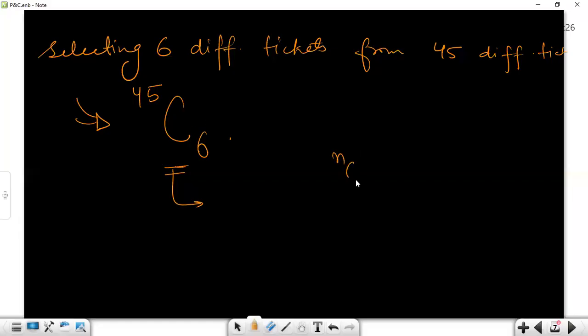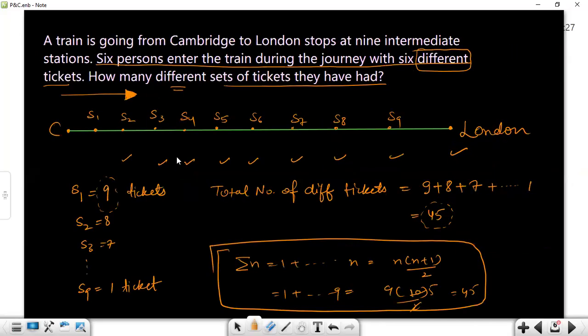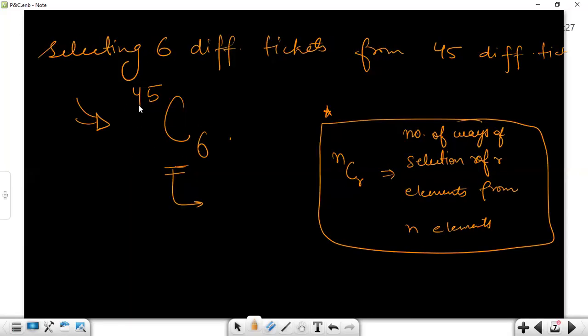This is representing, like nCr represents selection of r elements from n elements. So that's the total number of ways of selection of r elements from n elements. We are going to talk about more later. This is known as a combination. Okay, we'll talk about it more later on. But currently, you just have to understand it. That's how the final answer is going to be returned.